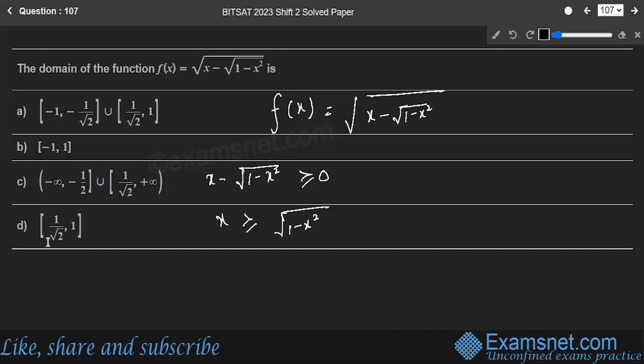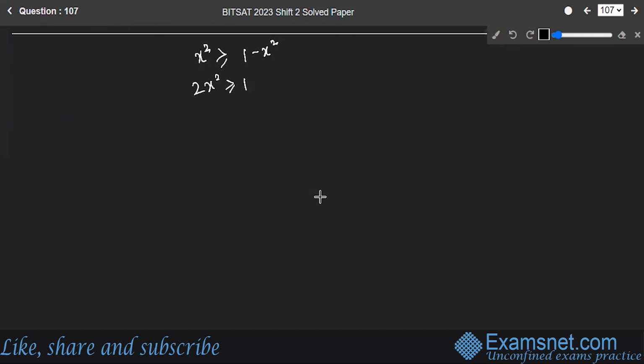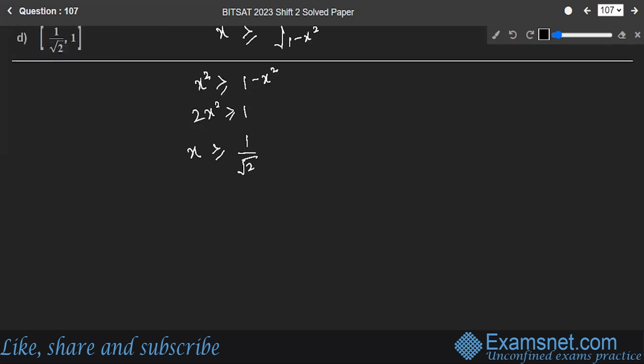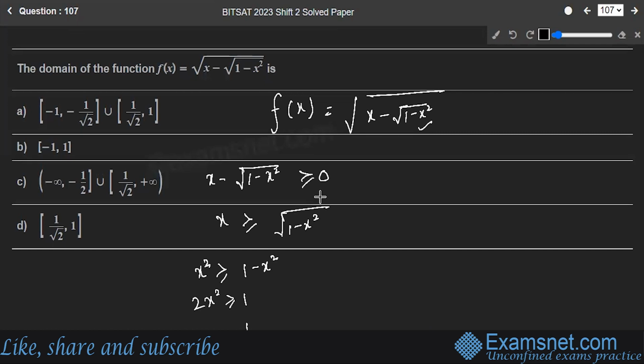So you have x squared greater than or equal to 1 minus x squared, or you have 2x squared greater than or equal to 1, or you have x greater than or equal to root of 1 by 2, or 1 by root 2. Right, this is the one thing. Also, you cannot have this as negative.